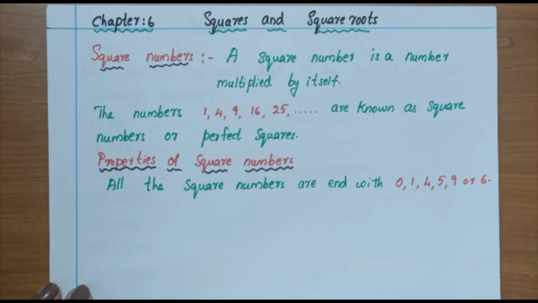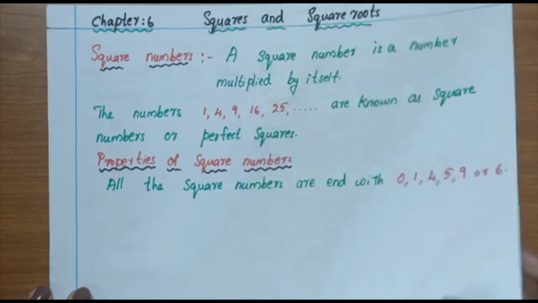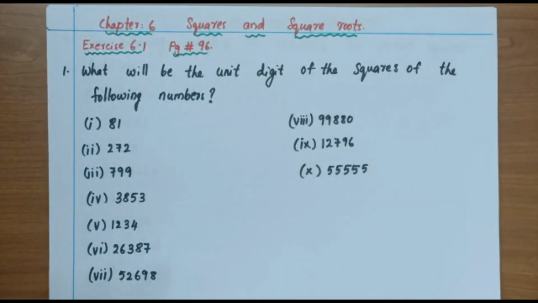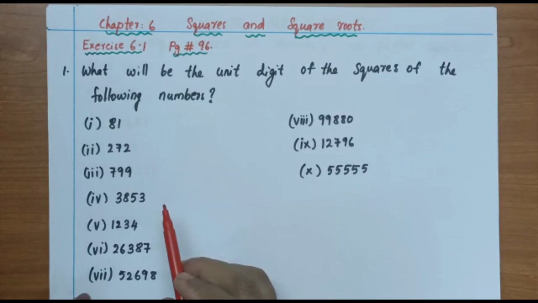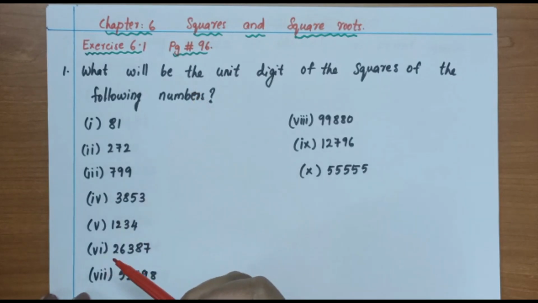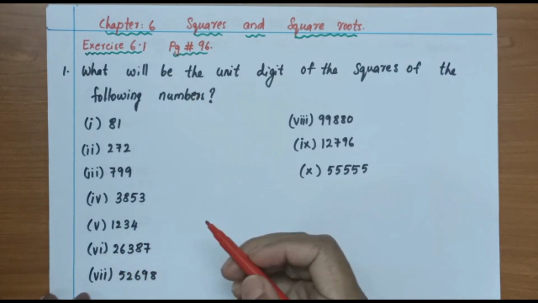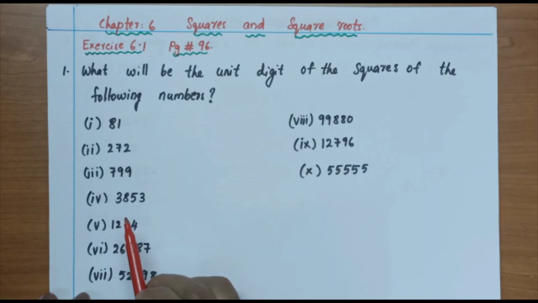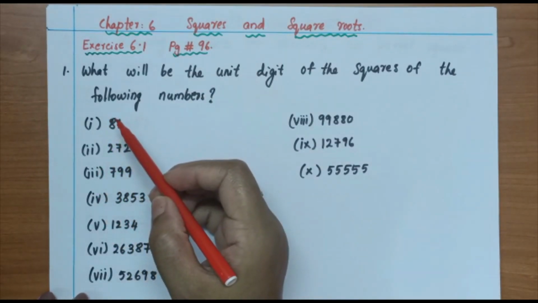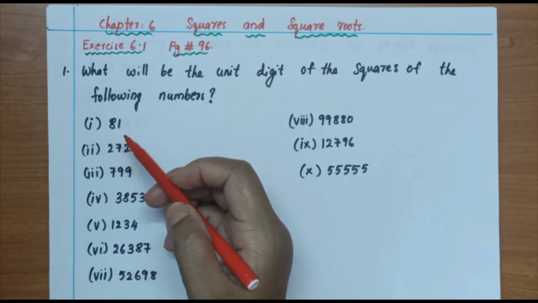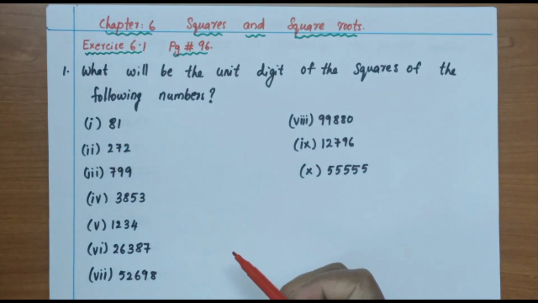Now we can start our questions. This is from exercise 6.1, page number 96 of your NCERT mathematics textbook for class 8. Question number 1: what will be the unit digit of the squares of the following numbers? Here there are some numbers given. What will be the unit digit of the square of these numbers?